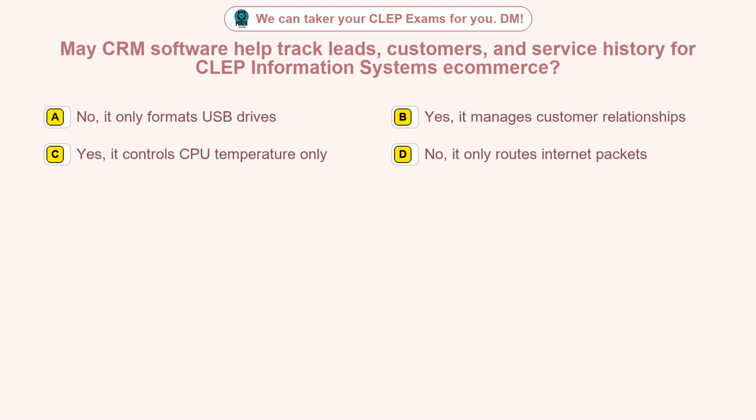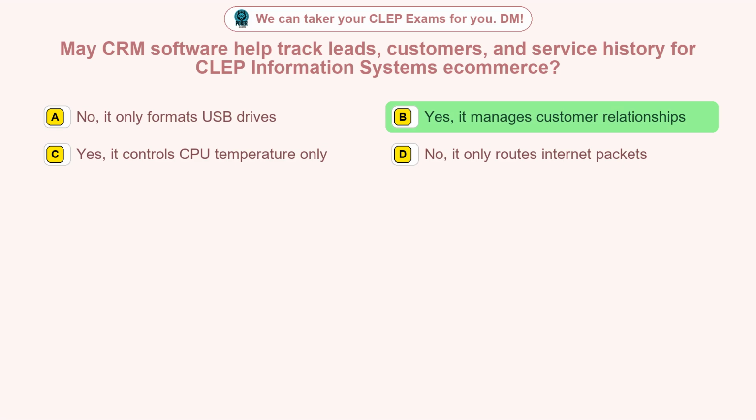Question 15. May CRM software help track leads, customers, and service history for CLEP Information Systems Ecommerce? Option A. No, it only formats USB drives. Option B. Yes, it manages customer relationships. Option C. Yes, it controls CPU temperature only. Option D. No, it only routes internet packets.